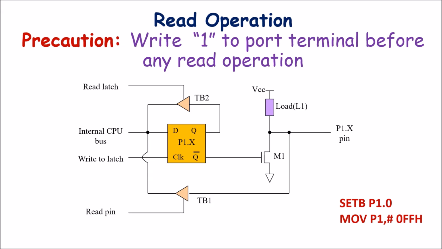So here, suppose 0 is placed on this internal data bus. So what will happen? D will be at logic 0. So output Q is at logic 0. Q bar is at logic 1. And this transistor's FET switch will turn on. Since FET switch is on, current will flow through this VCC load resistor and through this FET terminal.